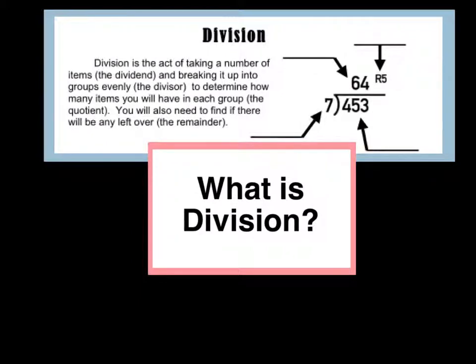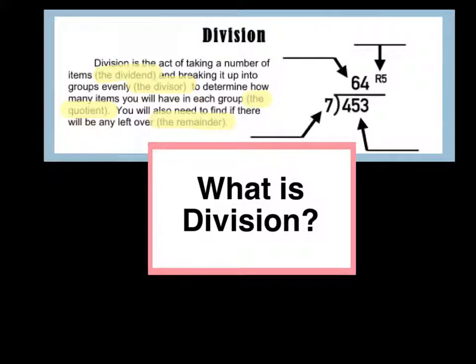Okay, division is actually the act of taking a number of items, or the dividend, and breaking it up into groups evenly. The divisor is the number of groups, to determine how many items you will have in each group. The answer is going to be your quotient. You will also need to find out if there will be any left over, which will be your remainder.